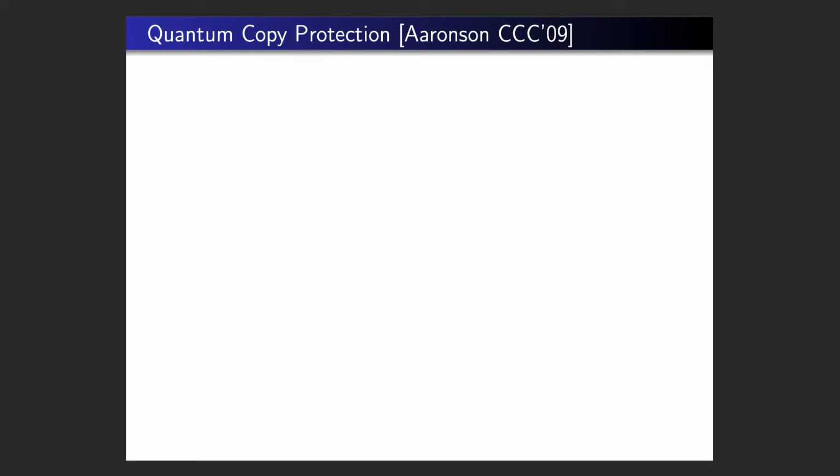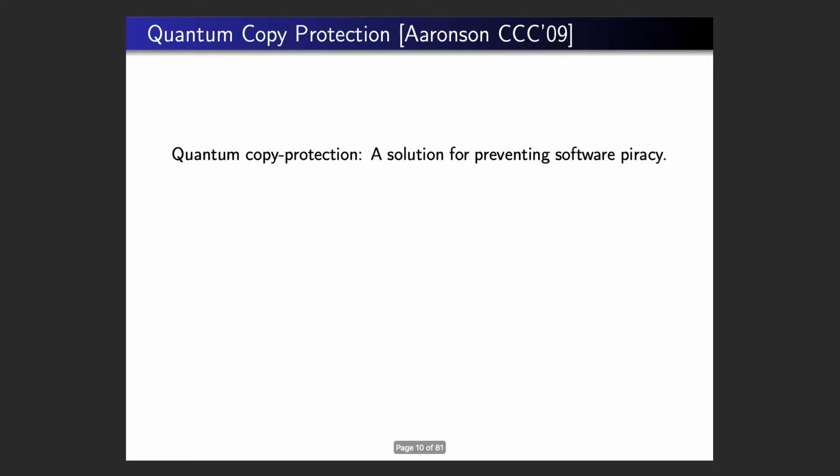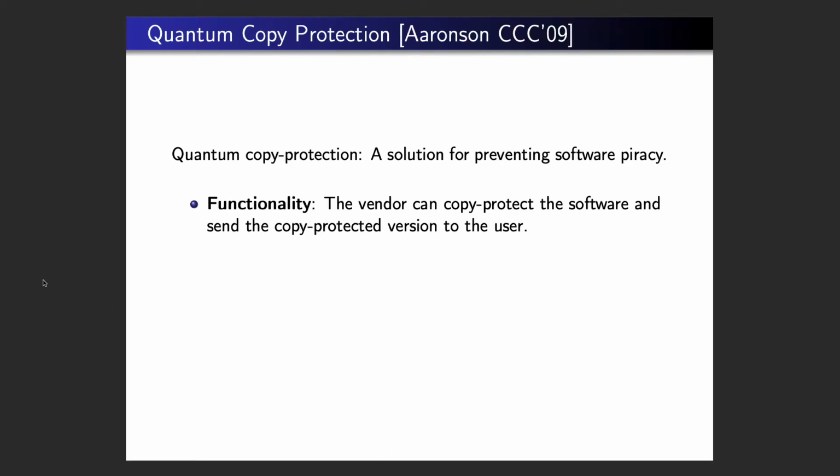This is not a new problem. This problem has already been looked at in the quantum community. Aaronson, in his seminal work, introduced the notion of quantum copy protection as a solution for preventing software piracy. So what is copy protection? Informally speaking, copy protection has two guarantees. One is functionality. The vendor should be able to use this primitive in order to copy protect the software, and should be able to send the copy protected software to the user. Okay, so even after copy protecting, the software should still retain the same functionality as before.